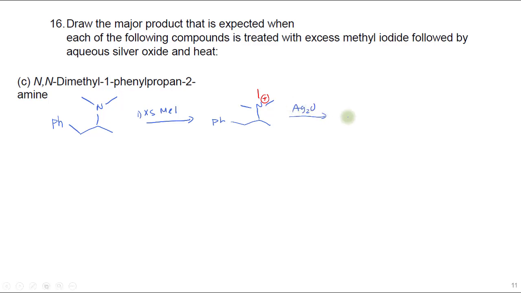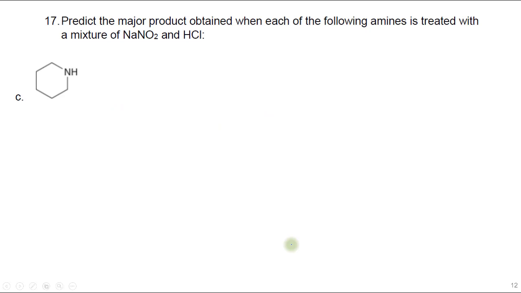And we're going for the least substituted alkene here. So we'll get that one right there. Alright, so a major product with the HONO reaction. This is a secondary amine, so we're going to form the N-nitroso compound there.